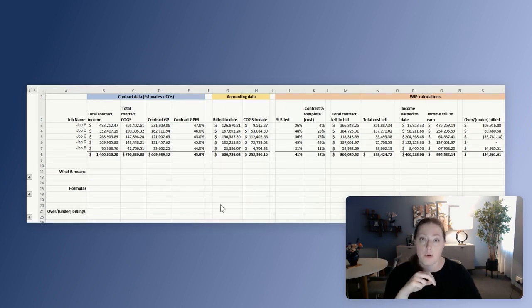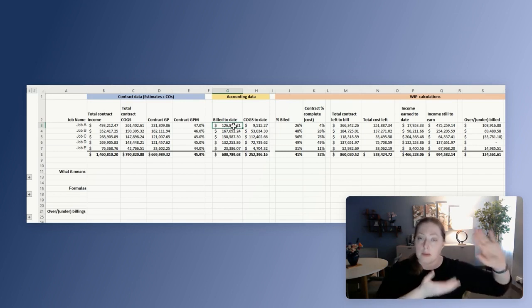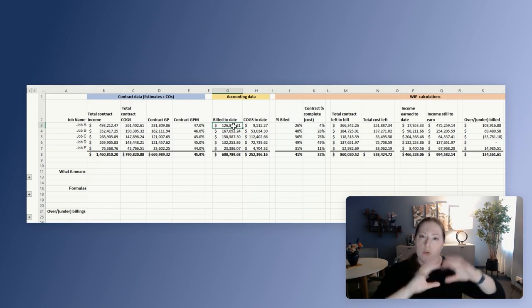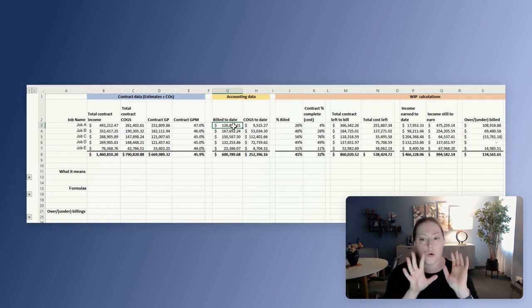So the second piece of the work in progress report is going to be your accounting data, meaning how much have you actually billed to date for that particular job, and how much cost has come through for that particular job. Also, as a side note here, the bill to date doesn't mean that you have received cash for that particular job already, because it just means that you have sent out the invoice, but maybe the customer hasn't paid you yet. So this is not looking at cash. It's really looking at how much you have actually billed, because you could have billed, but they haven't paid you yet. So just keep that in mind as you're looking at this.